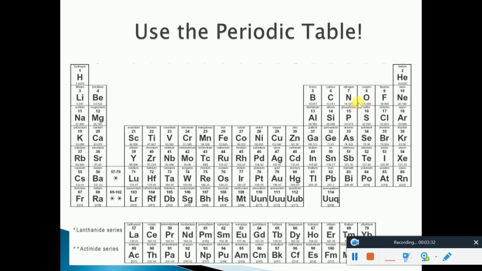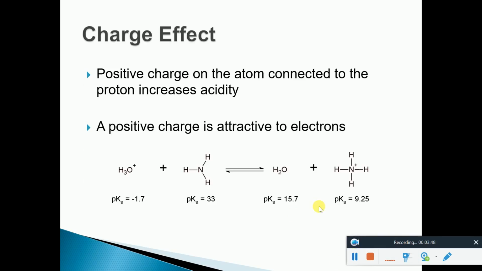Here we're looking across a row, and we know from left to right it gets more electronegative and more acidic. So the oxygen, the H3O plus, is going to be more acidic than the hydrogens attached to the nitrogen. And we can confirm that here. We have a pKa of 9.25 for NH4 plus, and for H3O plus we have a pKa of negative 1.7. That's a pretty big difference. Okay, so we just mixed the charge effect and the element effect.